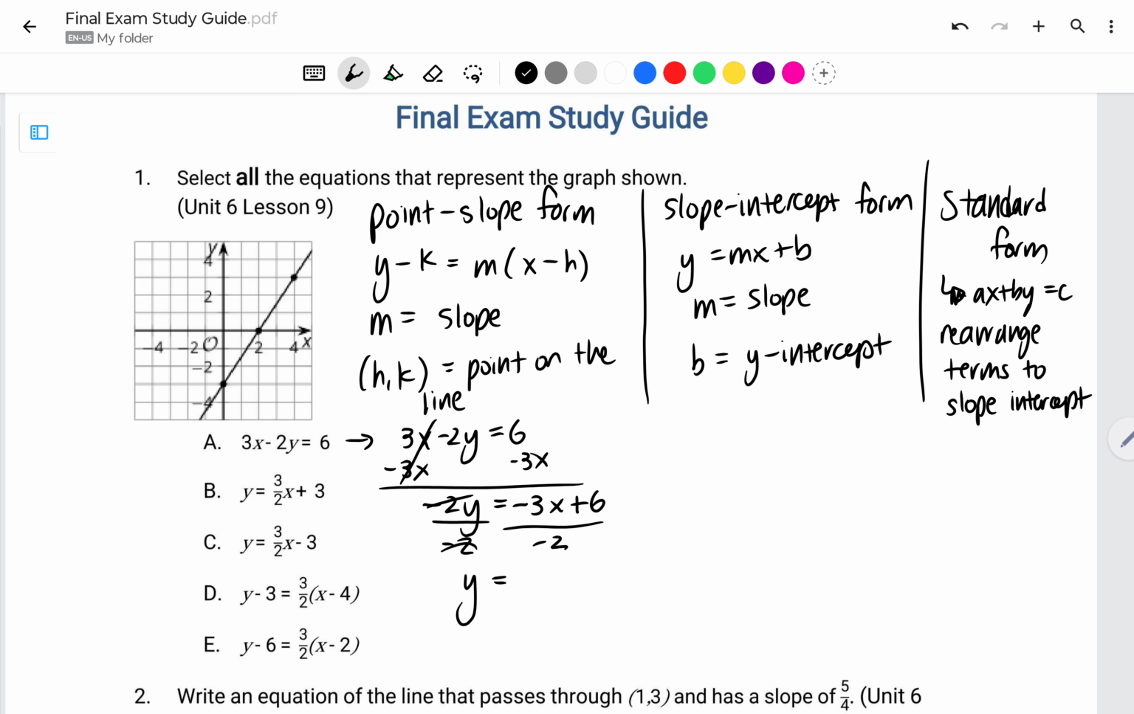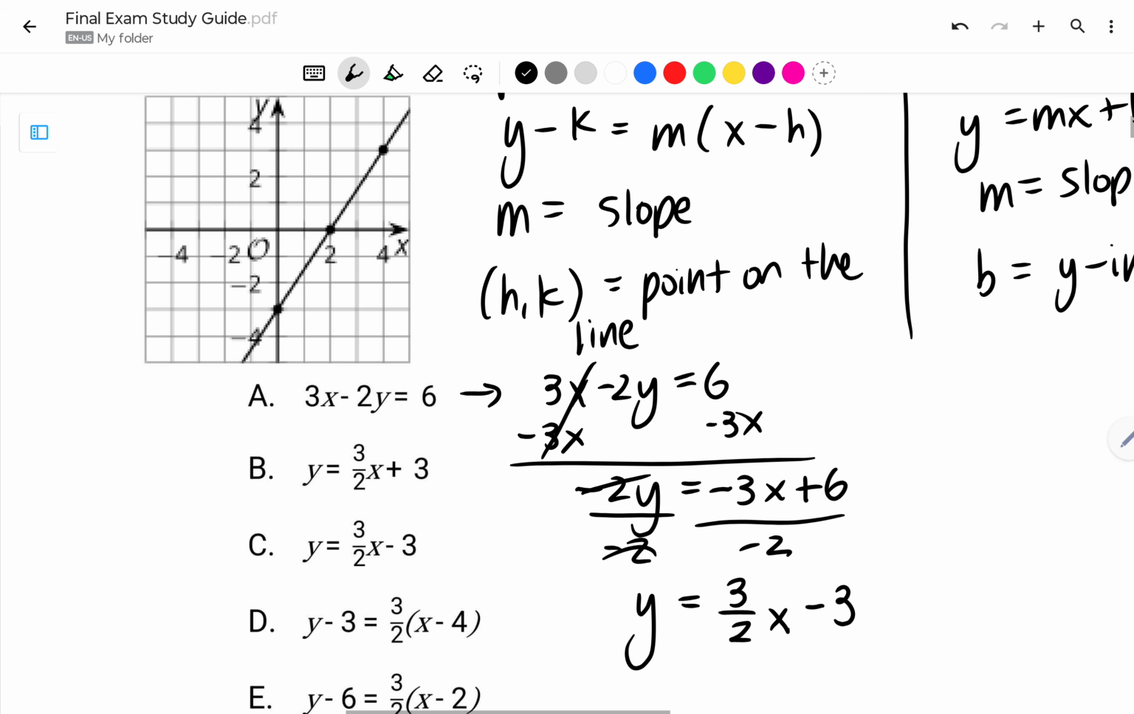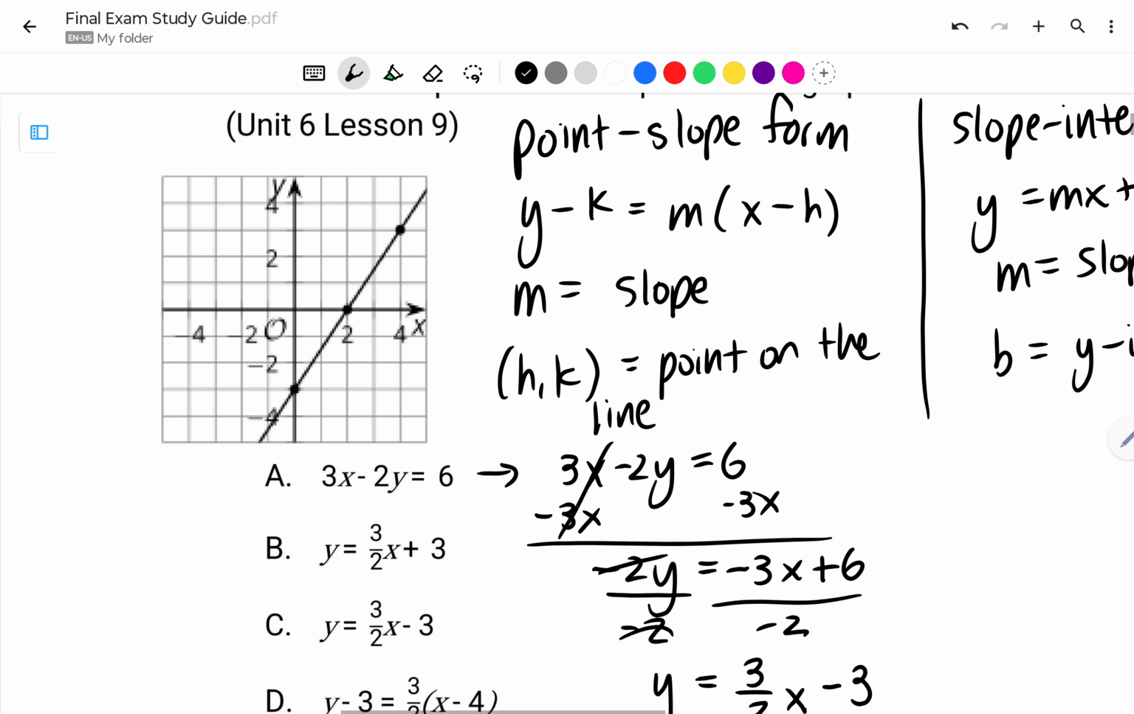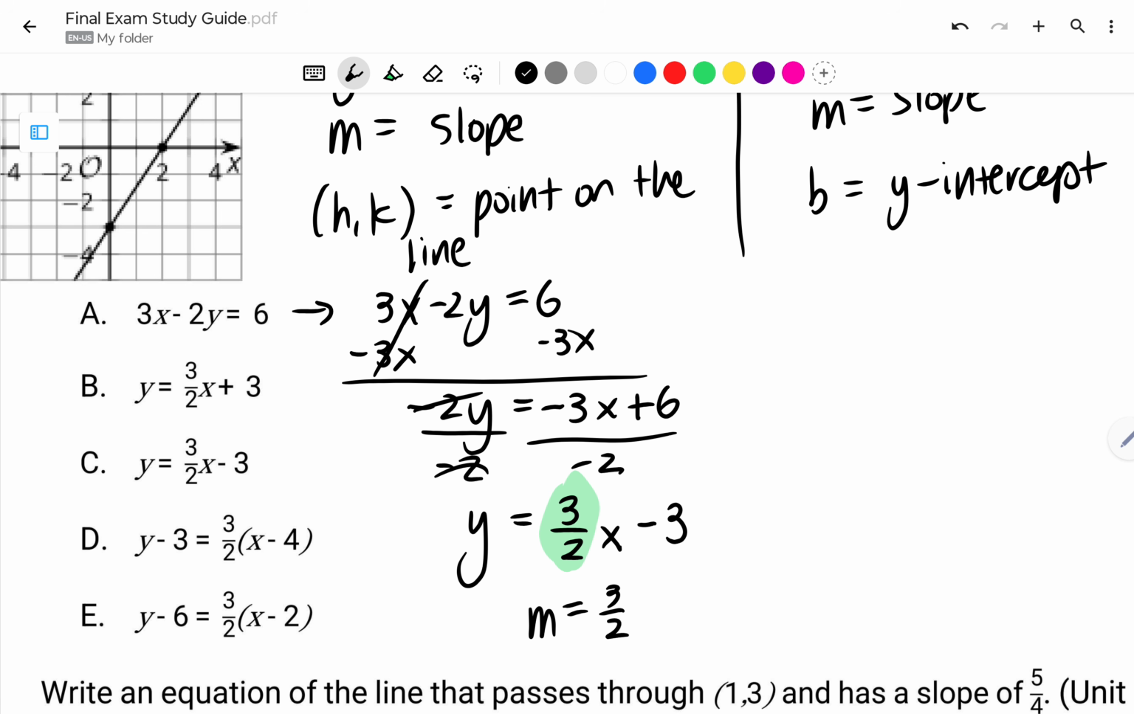And then we get this. I'm asking myself, is 3 divisible by 2? No. But the negative and negative cancel out. And then is 6 divisible by negative 2? Yes, that turns into negative 3. Okay, so this is my slope intercept form, right? This kind of basically turns into that one I saw for y. In this formula, I know my slope is 3 over 2, and I know my y-intercept is negative 3, right?